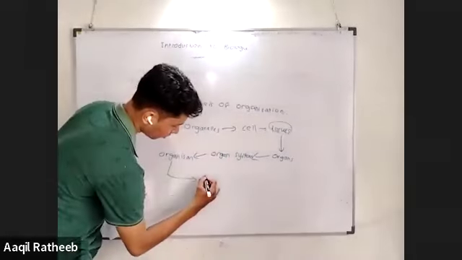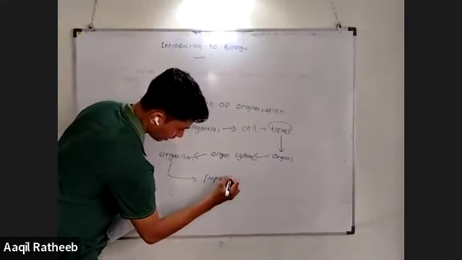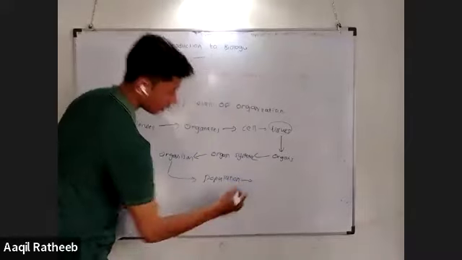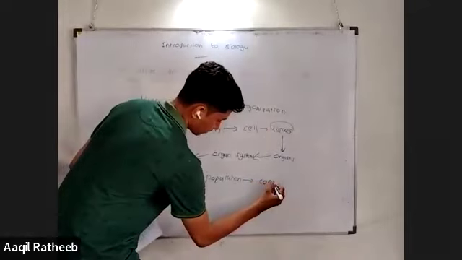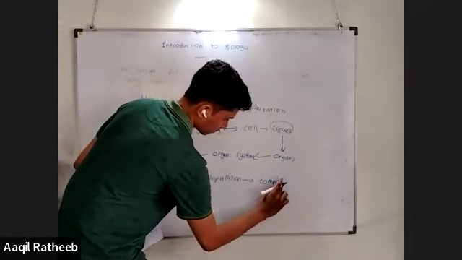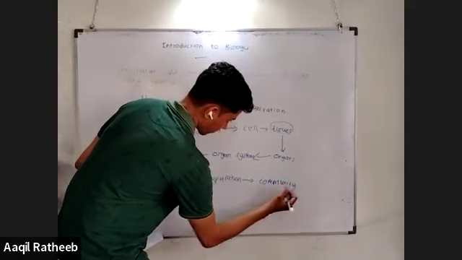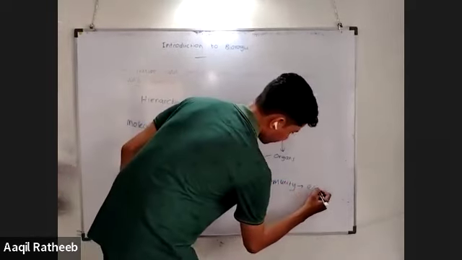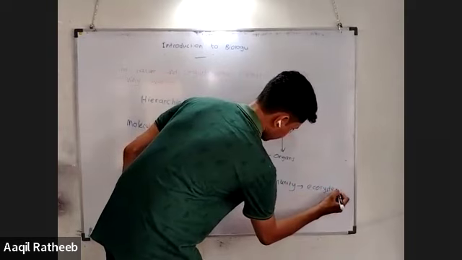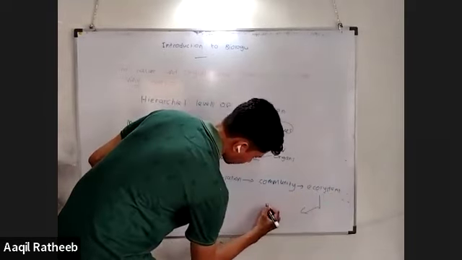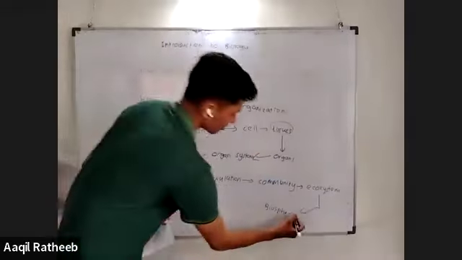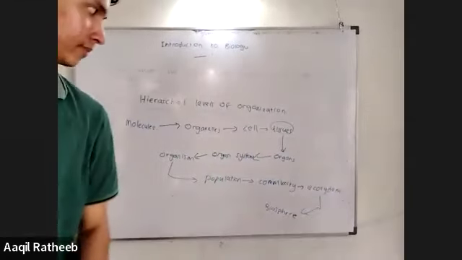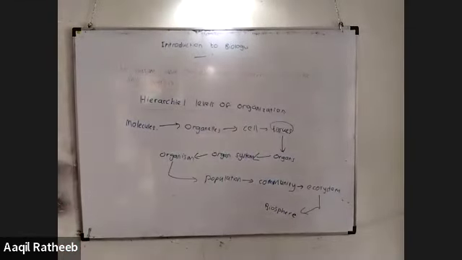Multiple organisms get together and form a population. I know that you know this part from O levels. Population. Next, community. Ecosystem. Biosphere. You have to memorize this part. Biosphere means the whole world. Ecosystem means a part of the world.